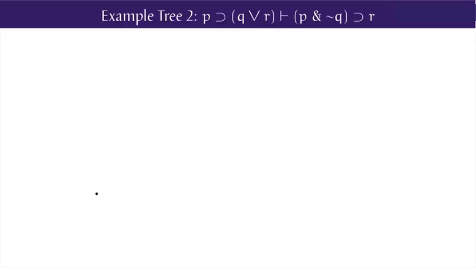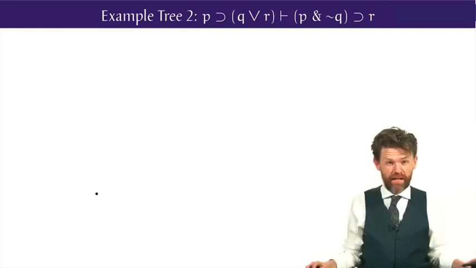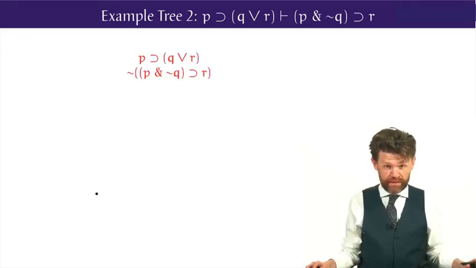Let's look at another example. Here's another tree. This time it's going to be a tree for the argument from P implies Q or R to P and not Q implies R. So again, we'll start with the premise and the negation of the conclusion.